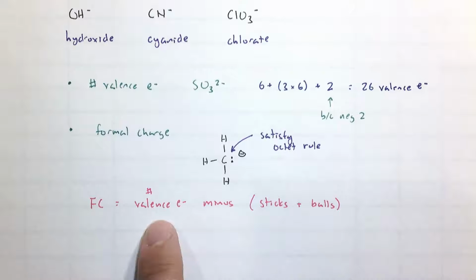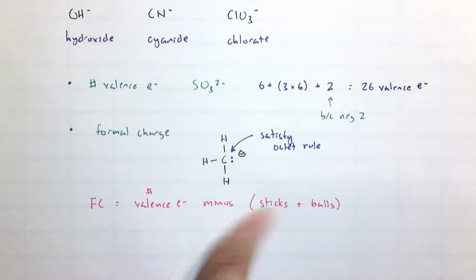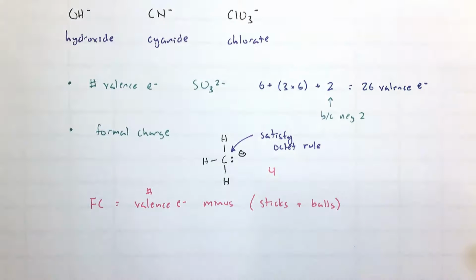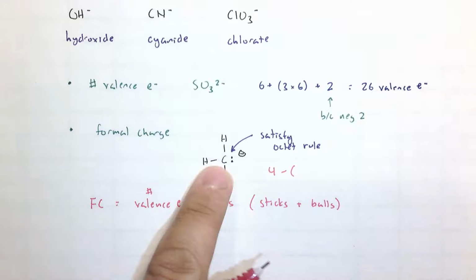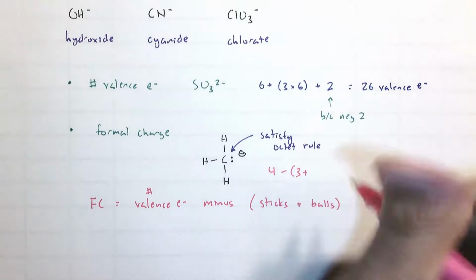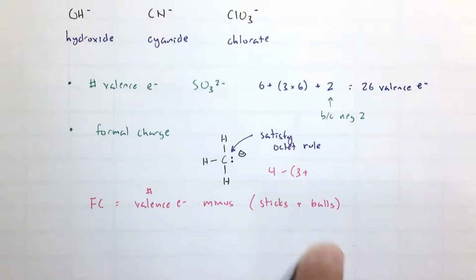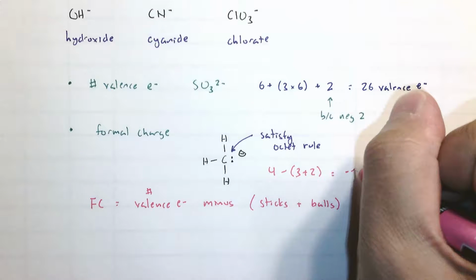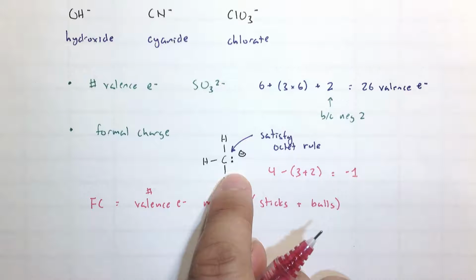If you want to use the formula, formal charge equals the number of valence electrons minus sticks plus balls. You know that carbon brings 4 valence electrons to the bonding party. Minus, now we look at the carbon. It has 3 sticks plus, I know that we call this one lone pair, but the pair has 2 electrons. So those are 2 baseballs. Did I do this right? Equals what? -1. Okay, negative. A -1.